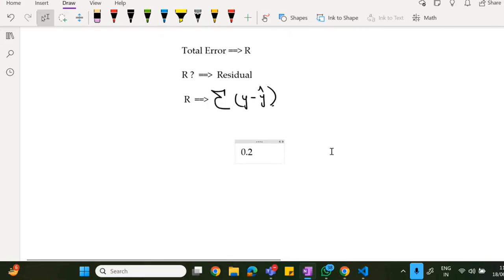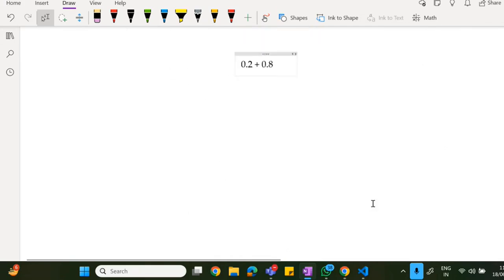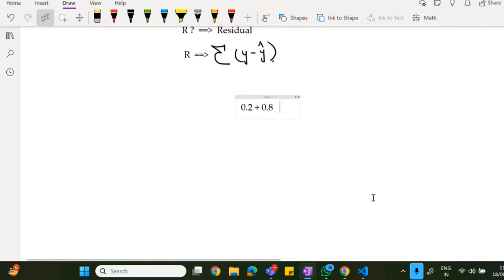And then plus 0.8. Now where am I getting this? This one. 0.2, 0.80 and 0.6, minus 1.6. So here I will give it as plus, brackets, minus 1.6, plus 0, plus 0.6, like this. So I'm adding it. I'm very anxious to see what the total error is. Now when you see the total error, I'm getting 0.